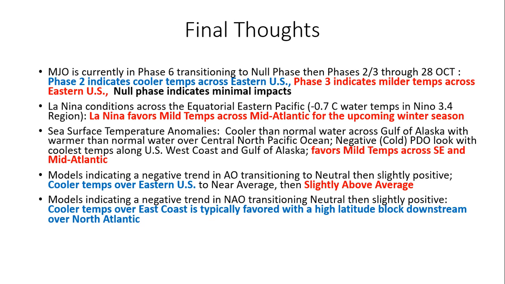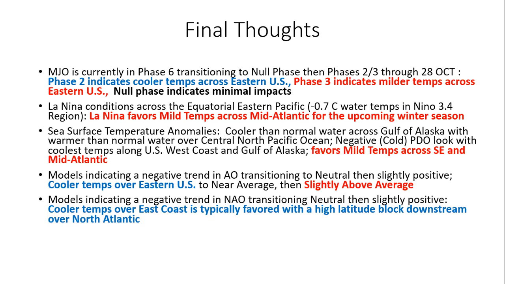There's cooler than normal water across the Gulf of Alaska, down along the west coast of the United States. That's indicative of a negative or cold phase PDO, Pacific Decadal Oscillation, and that generally favors mild temperatures across the southeast and mid-Atlantic. Okay. So we're keeping an eye on those water temperature anomalies in the Pacific Ocean especially.